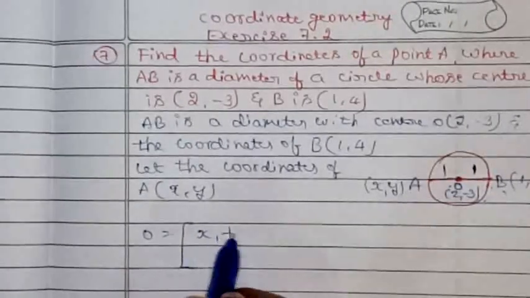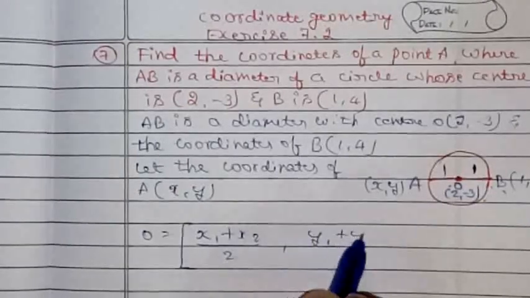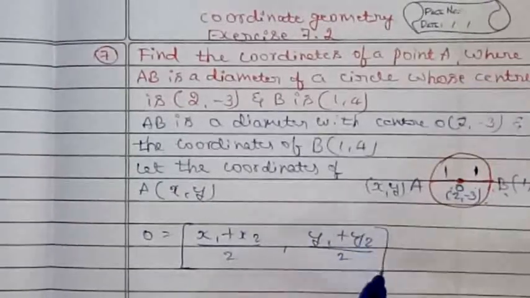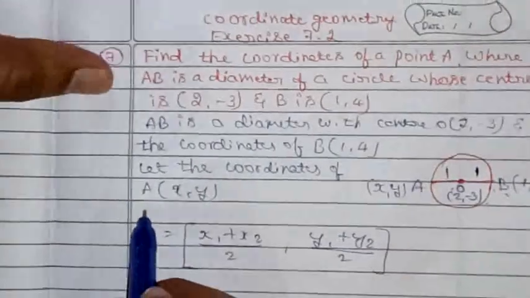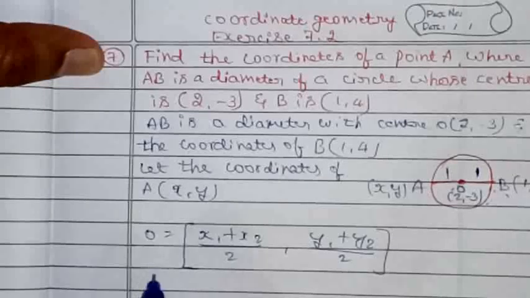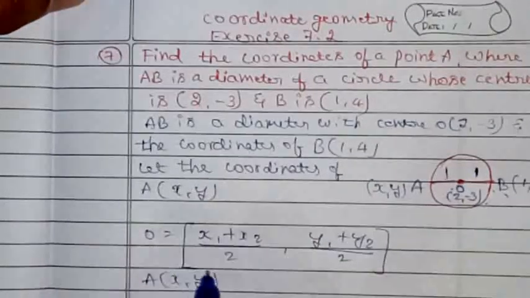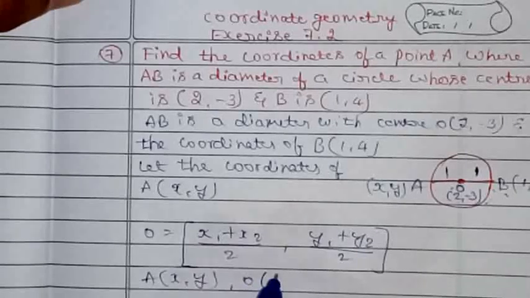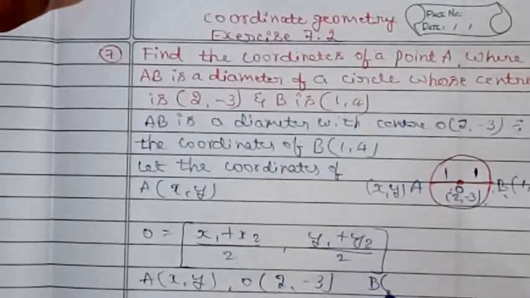As I said, x1 plus x2 divided by 2 comma y1 plus y2 divided by 2, right children? Write down the coordinates here. I'll write the coordinates again here. So A of x comma y, that you need to find out. So O, they have given the center, the midpoint, so 2 comma minus 3, and here B they have given, B is 1 comma 4, right children?